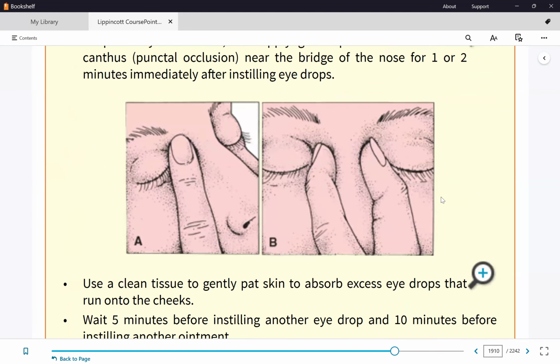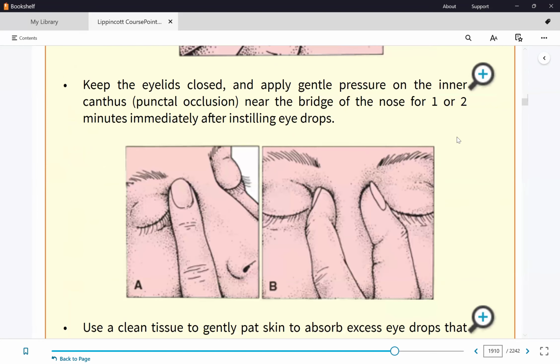So after application of an eye drop, we apply what? Pressure where? The inner canthus, also called the punctum. So whenever you see the term punctal occlusion or inner canthus application of pressure, that means the same thing. Why is this done? Because you don't want the medication to spread. The lacrimal duct is in the inner canthus, so the medication will run into the lacrimal duct, enter your oral cavity, and then get absorbed systemically.